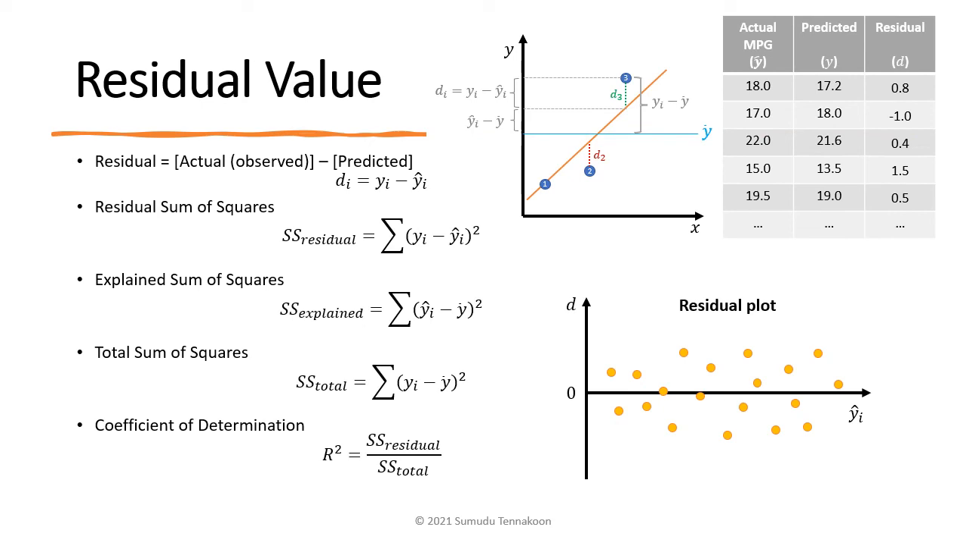Now focus on the top right corner. You have the table, the same table we had in the previous slide, but we have a new column added, which is called residual. In the residual column, what we do is subtract the predicted value from the actual value, so y minus y hat in the equation you see on the slide. So 18 minus 17.2 will give you 0.8, and 17 minus 18 will give you -1. Like that, the actual value minus the predicted value is your residual value.